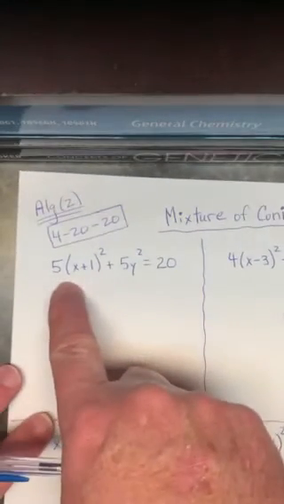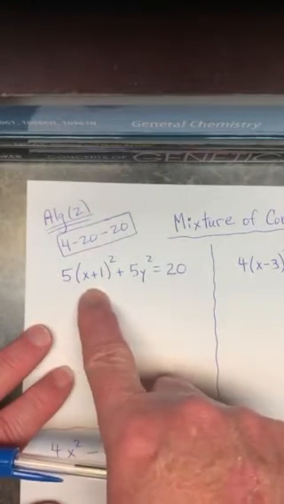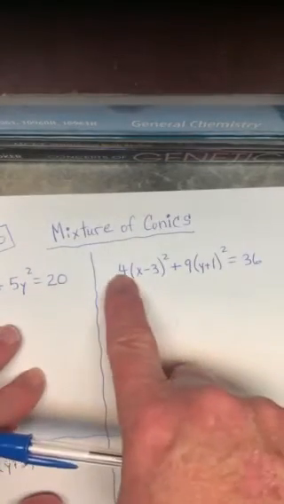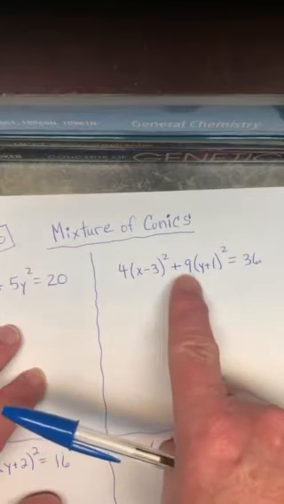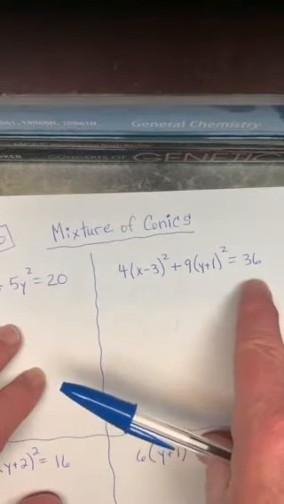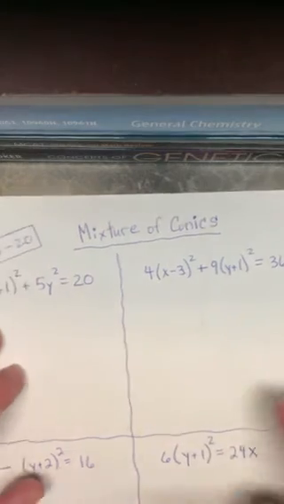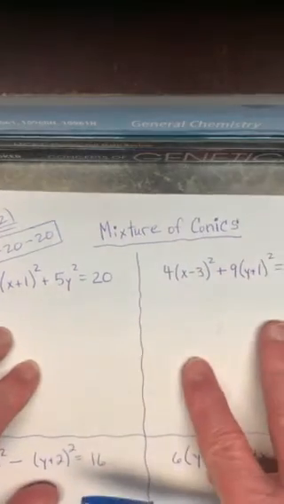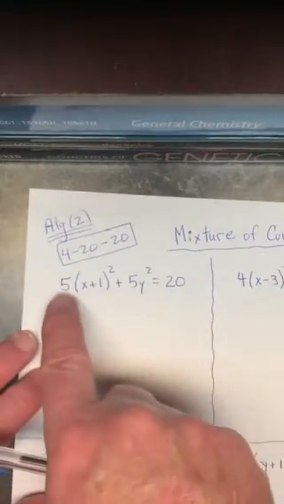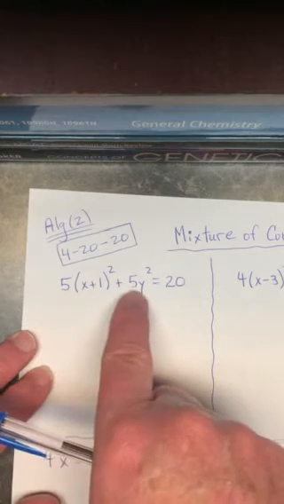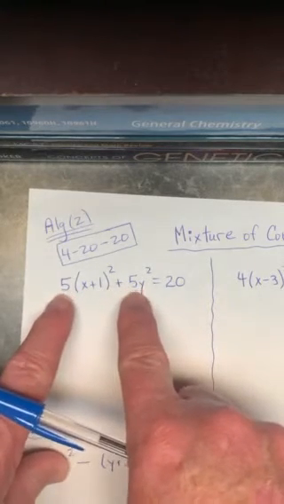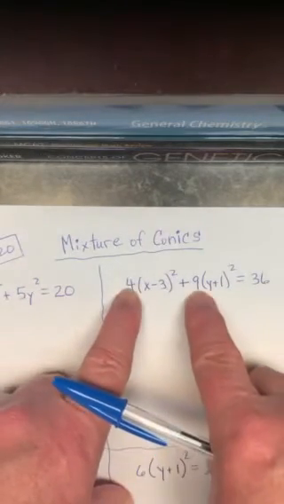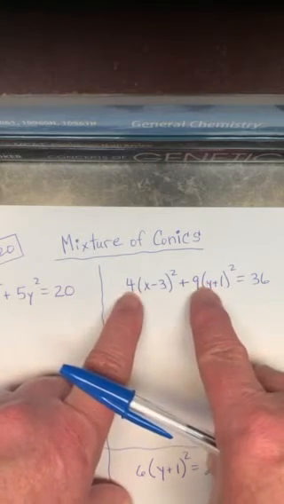The first one says 5 parentheses x plus 1 squared plus 5y squared equals 20. The second one has a 4 and then an x minus 3 squared plus 9 times y plus 1 squared equals 36. They both have plus signs in the middle, don't they? The big difference between these two is in the first block, we have a 5 out in front and another 5 in front. So the coefficients are the same. Whereas here, we've got a 4 and a 9, and the coefficients are different.